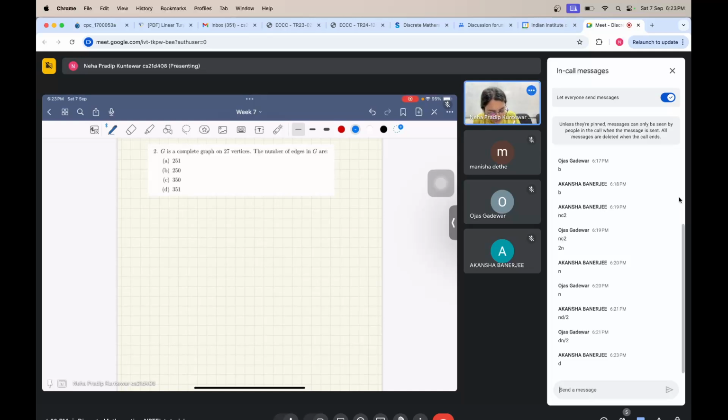We know that if you look at a complete graph on n vertices, then the number of edges is n into n minus 1 over 2. In this case, n is 27, so you get 27 into 26 over 2, which is 27 into 13, and that turns out to be 351. So D is your correct answer. Are there any questions about this?